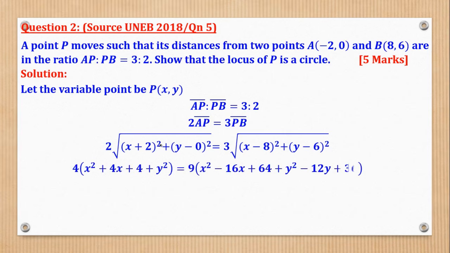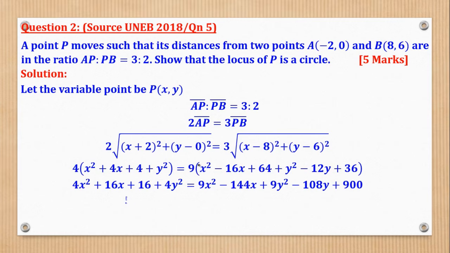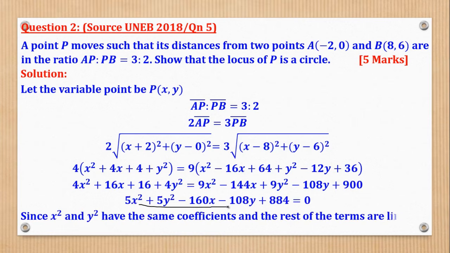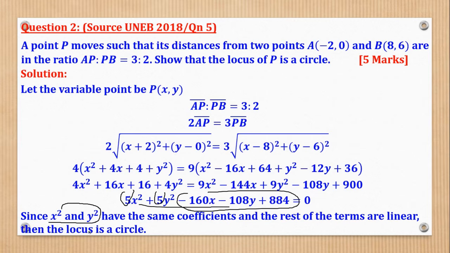Then square both sides. That's why this 2 becomes 4 and this 3 becomes 9. Then open brackets on both sides and collect like terms. So this will be the locus. Now here we have to conclude that since this x squared and y squared have the same coefficients, remember this is coefficient 5 and this is also 5, and the rest of the terms are linear, it implies that the locus is a circle.